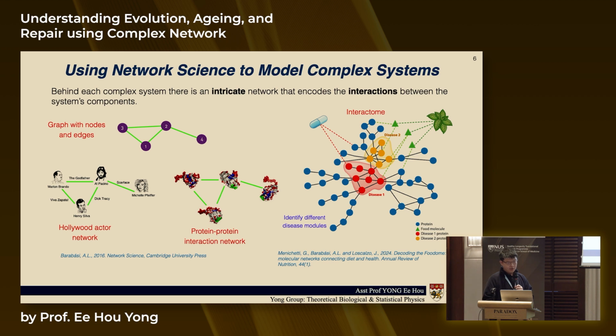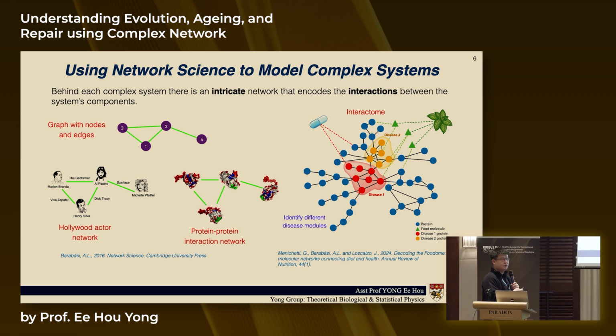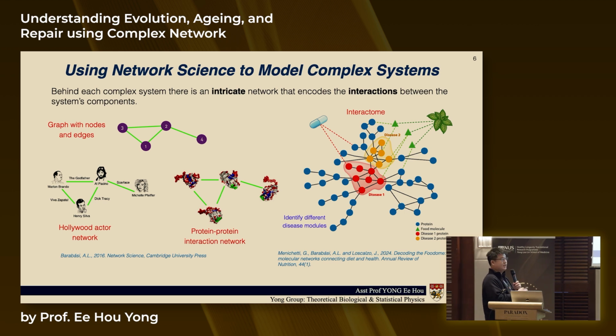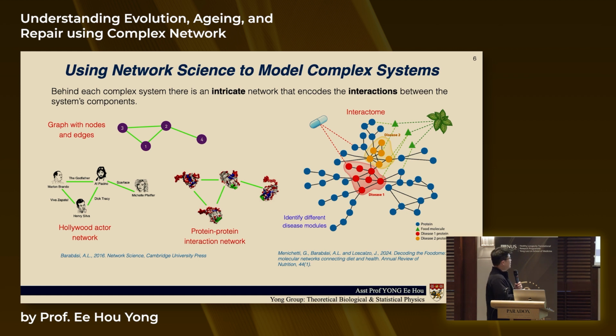So how can we use network science to model complex systems like this? Let me start with a simple example. In complex systems, the foundation is the concept of a graph, right? In the graph, you have these nodes, and then you have these links. The nodes and links can have different meanings depending on the setting. For example, if you think of a Hollywood actor network, then the nodes could be individuals, and the movies could be collaborations.